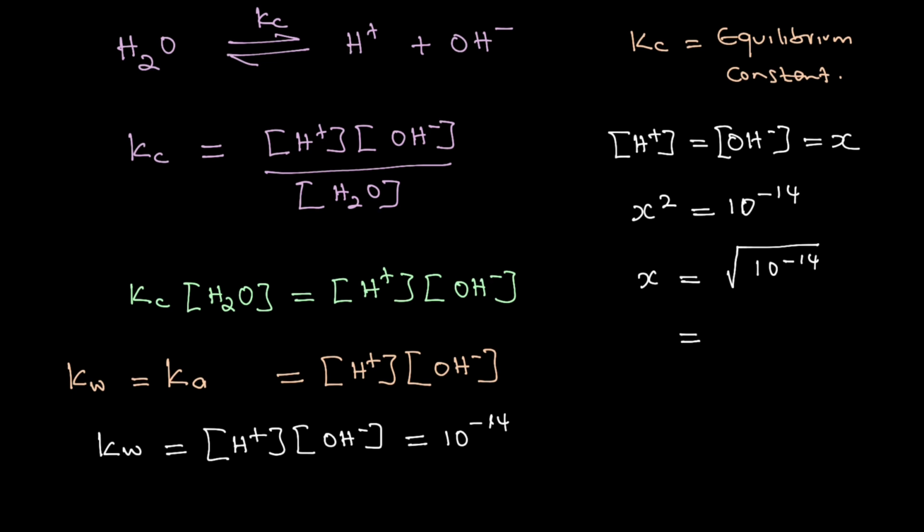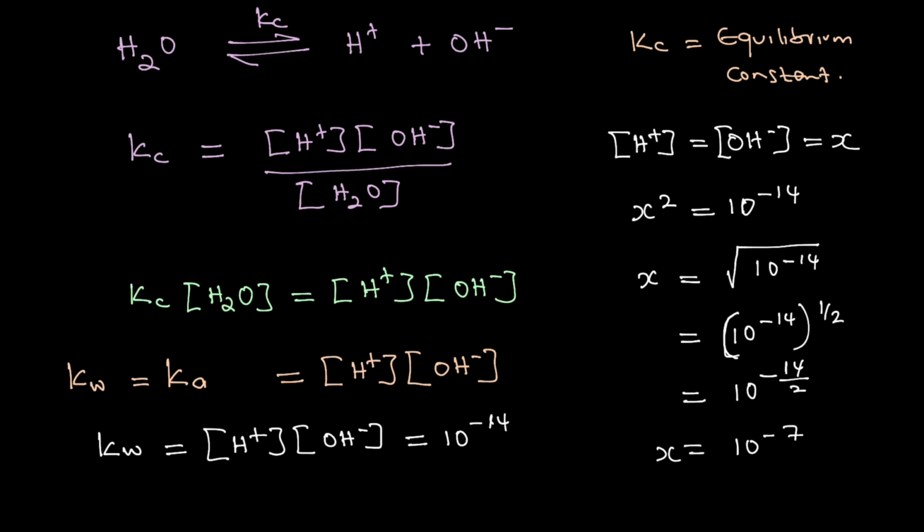We know what root is: that's 10 to the power minus 14 all to the power of a half. And we're going to get 10 to the power minus 14 over 2, and that equals 10 to the power minus 7 for X.